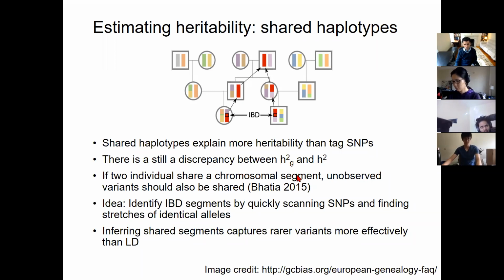And if 2 individuals share a chromosomal segment, the unobserved variants could also be shared. And then the idea is, let's identify these identical by descent segments, quickly scanning for SNPs and finding stretches of identical alleles. And then we can infer these shared segments that capture these rarer variants more effectively than simply linkage disequilibrium.